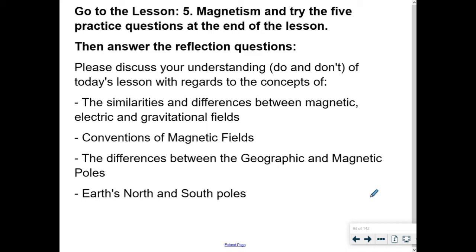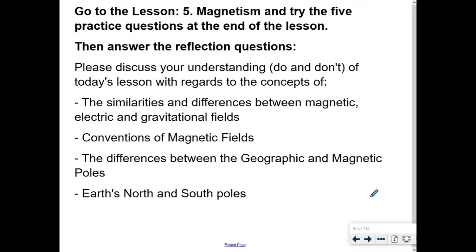One, if you click on the lesson for magnetism, I've put five practice questions at the end of it that are all about you understanding the theory behind this. I'd like you to try those. If you try those five questions, you get credit for doing the lesson. Okay. The other thing I want you to do is do the reflection, and please do this right away. Don't wait three weeks and do a reflection, because I want to know how I can help you now.